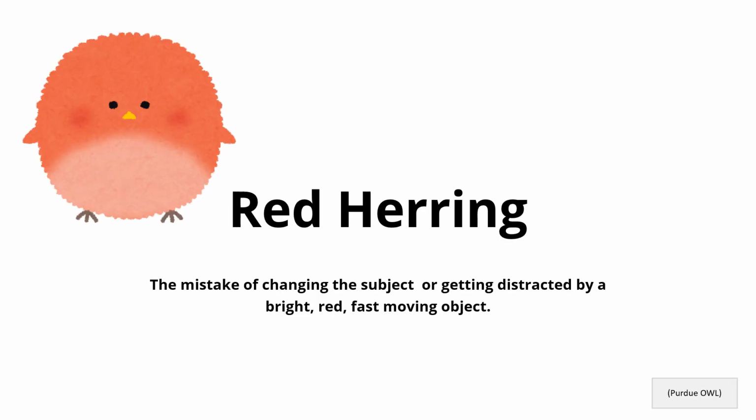Red herring. In this logical fallacy, the mistake is changing the subject or getting distracted by a bright red, fast moving object. That's kind of the joke with this cute, fluffy red bird here. It's distracting you from the point.